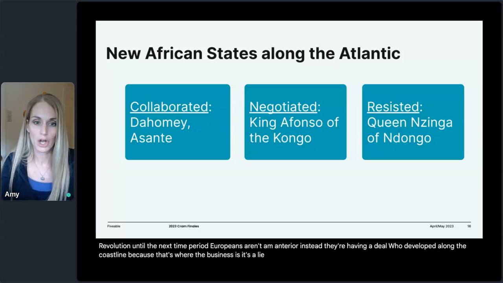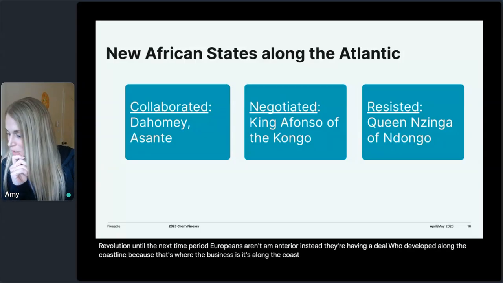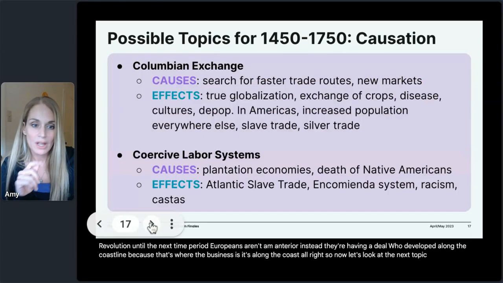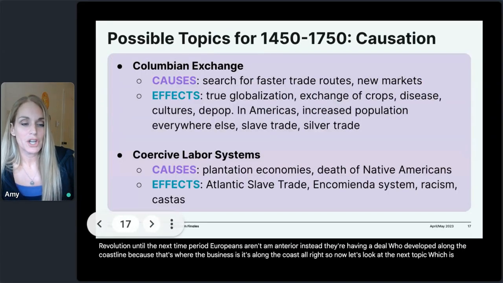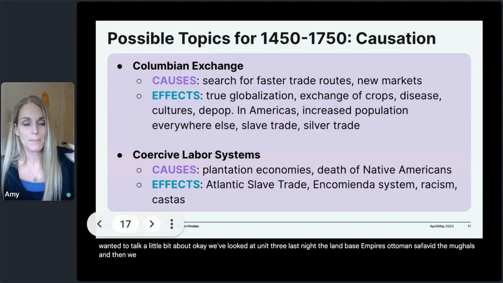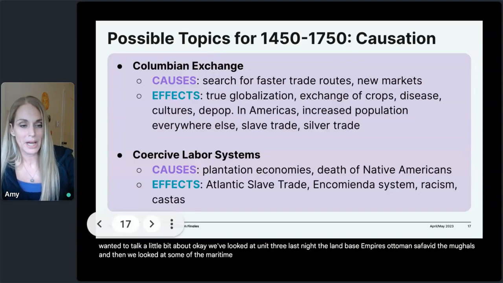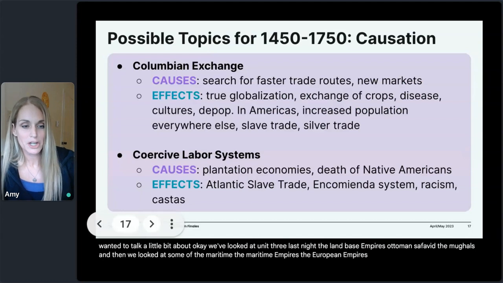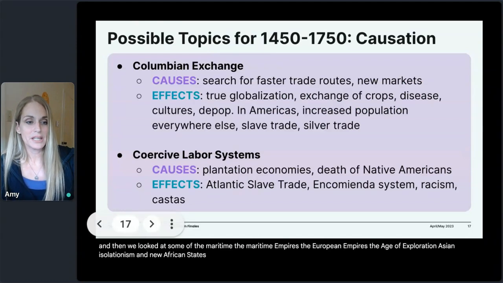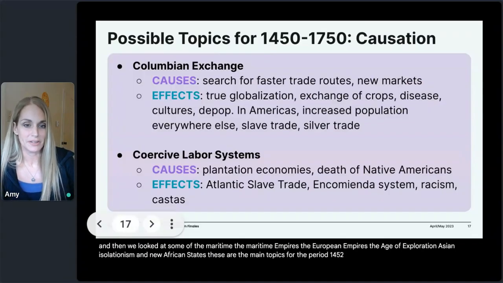It's along the coast. All right, so now let's look at the next topic. We've looked at Unit 3 last night, the land-based empires: Ottoman, Safavids, and Mughals. And then we looked at some of the maritime empires, the European empires, the age of exploration, Asian isolationism, and new African states. These are the main topics for the period 1450 to 1750.